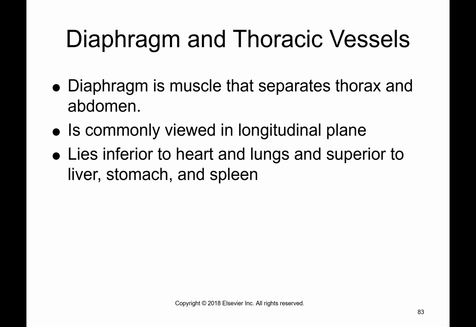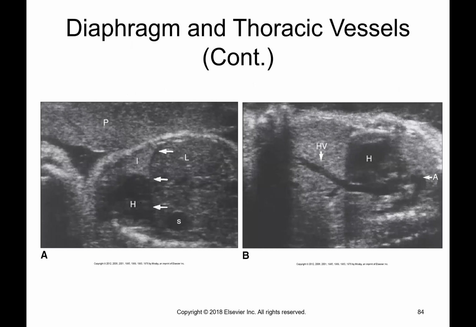We'll look at the diaphragm and the thoracic vessels. The diaphragm is the muscle that separates the thorax and abdomen. It's commonly viewed in the long plane, and I want to always take a couple of images of the diaphragm to make sure that the abdominal contents are below the diaphragm and the heart and the lungs are above, and we aren't looking at a diaphragmatic hernia. It's just like this faint little line here on the diaphragm.